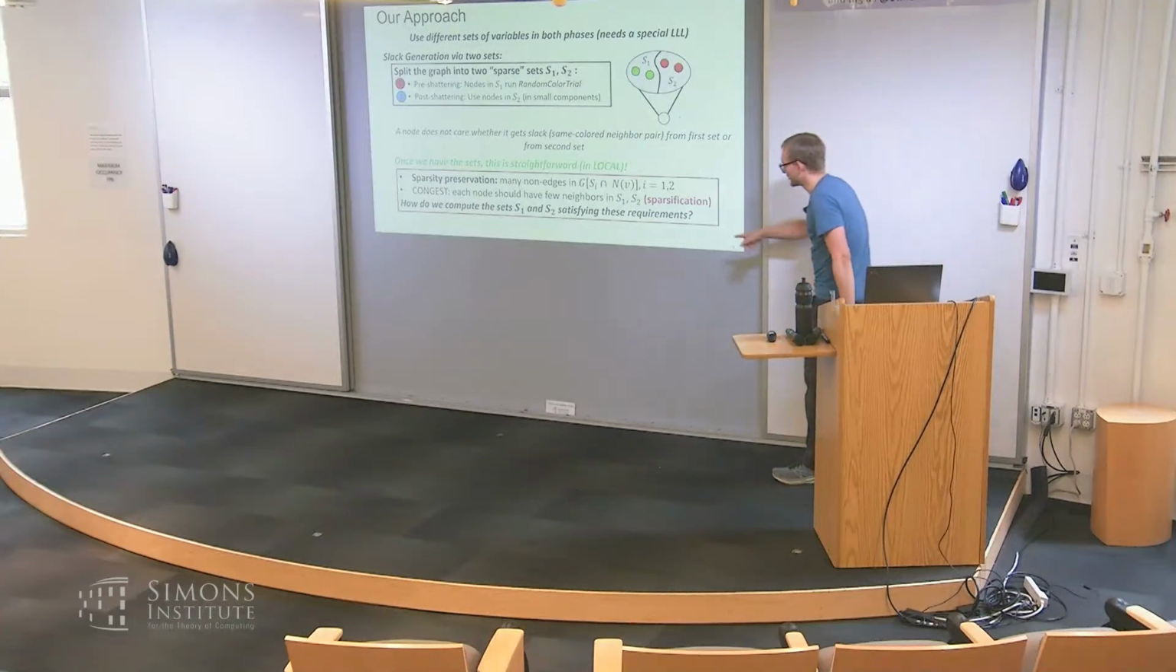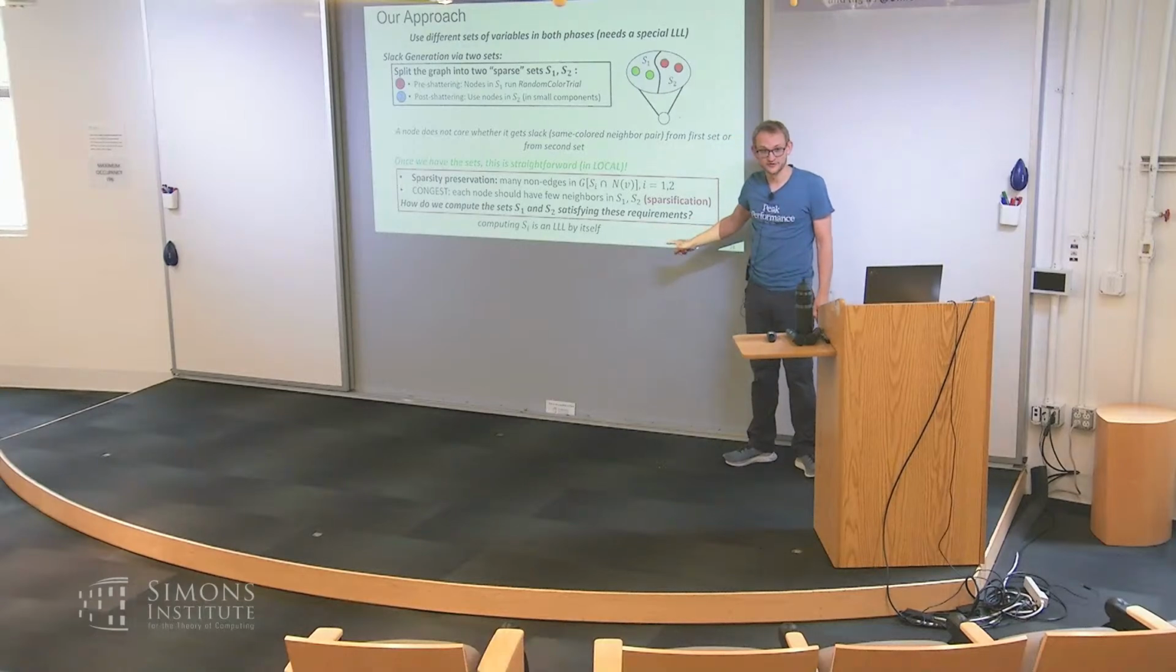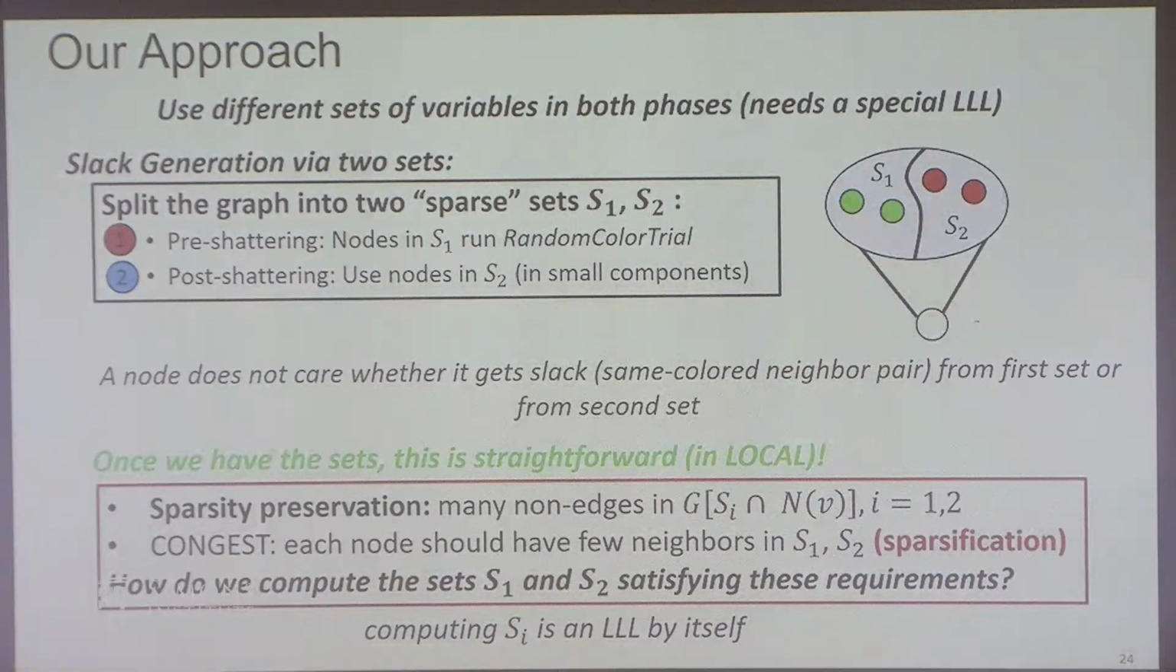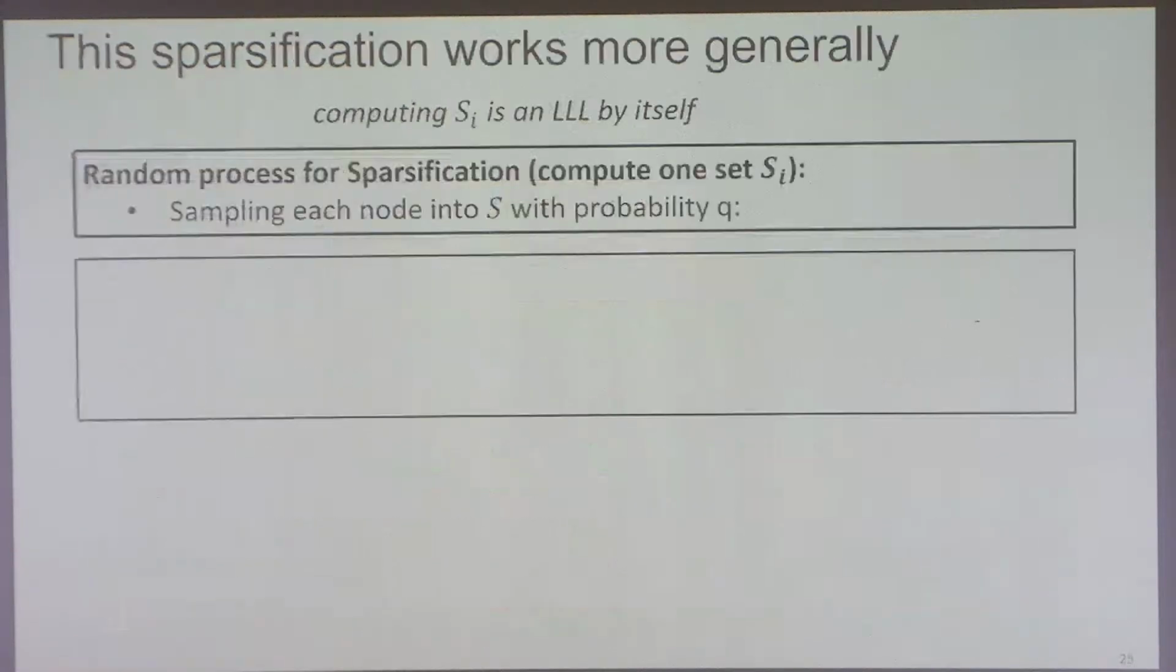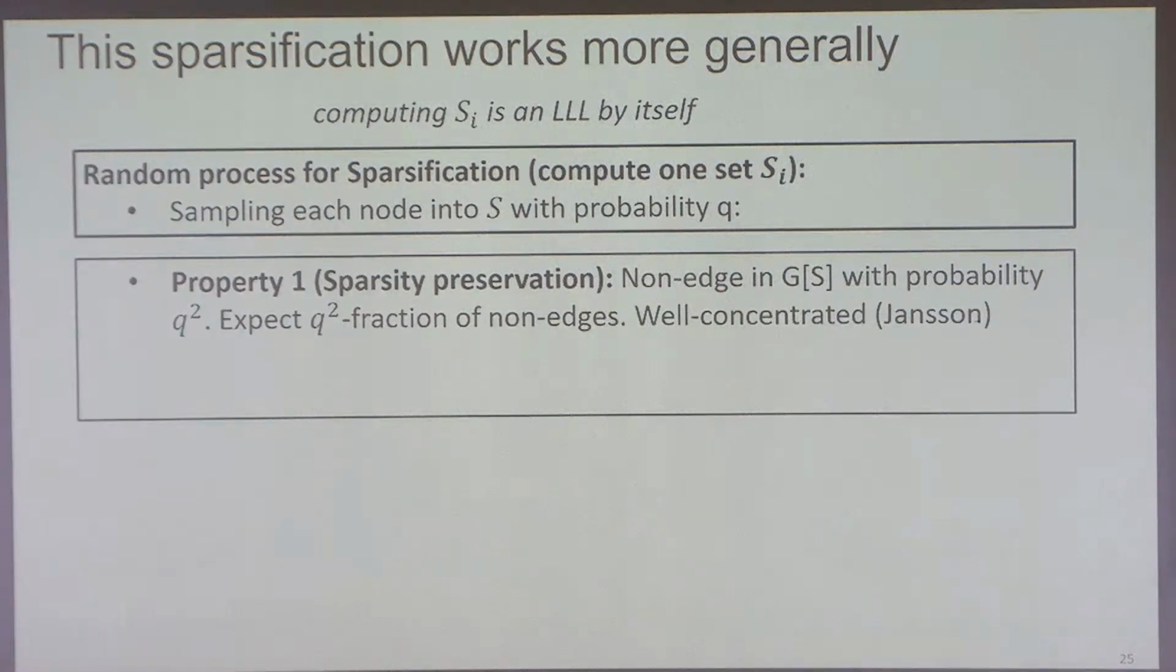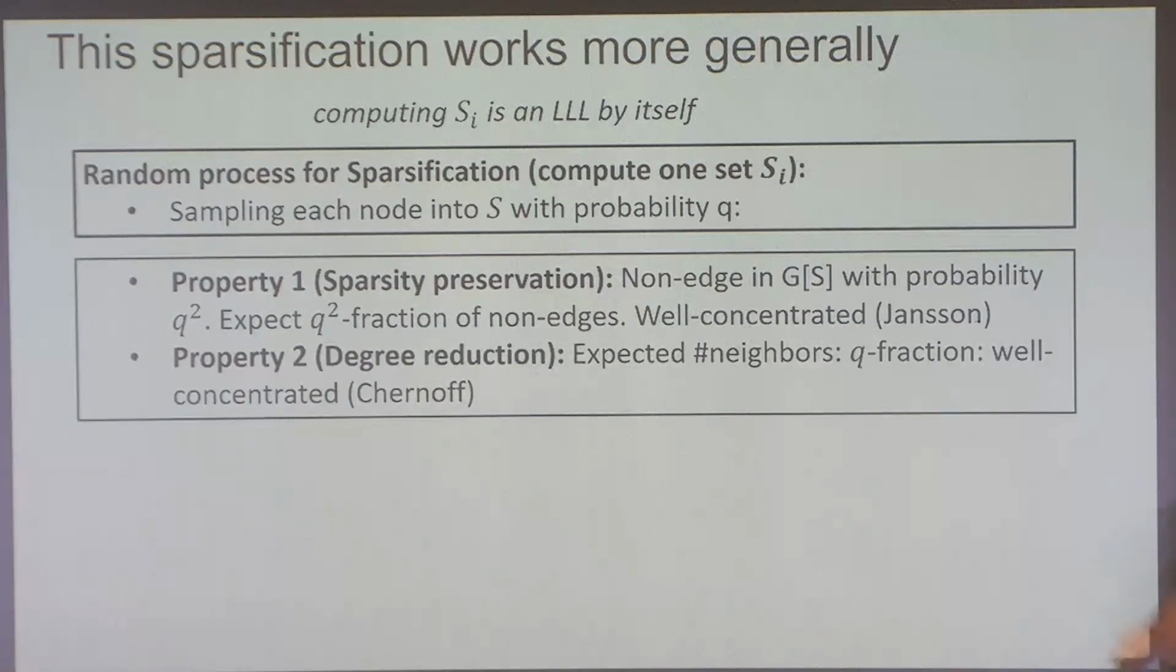So the rest and the main challenge is actually how do we compute these sets? How can we get this sparsification, which has a low degree, but still many non-edges? And what you can observe is that this is an LLL itself. Right? If you just sample every node into the set with probability q, for a non-edge to be in this induced sample, the probability is q squared. So you expect a q squared fraction of your non-edges to be in the sample, and degree reduction is also easy.